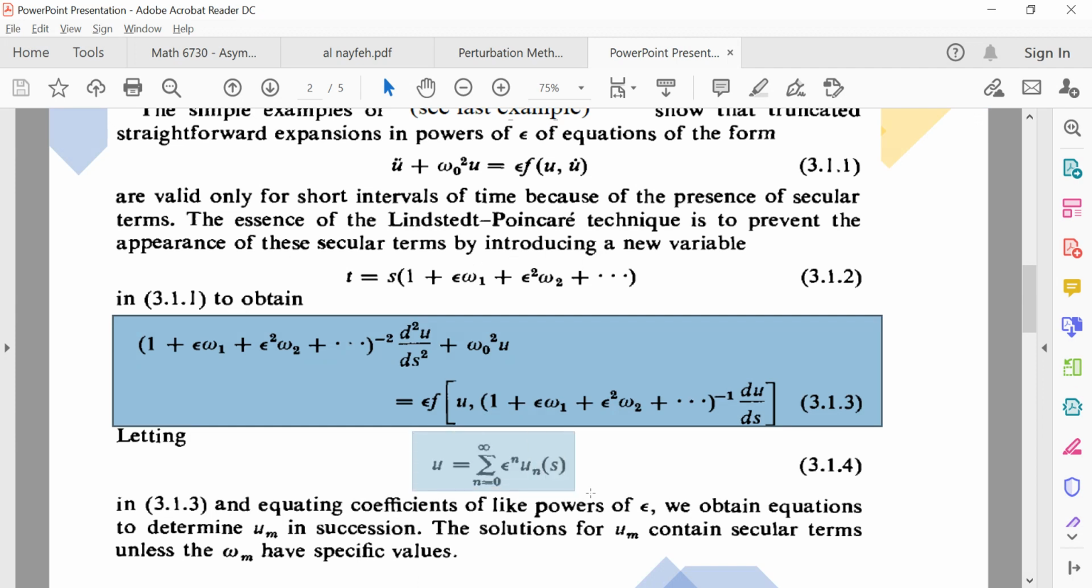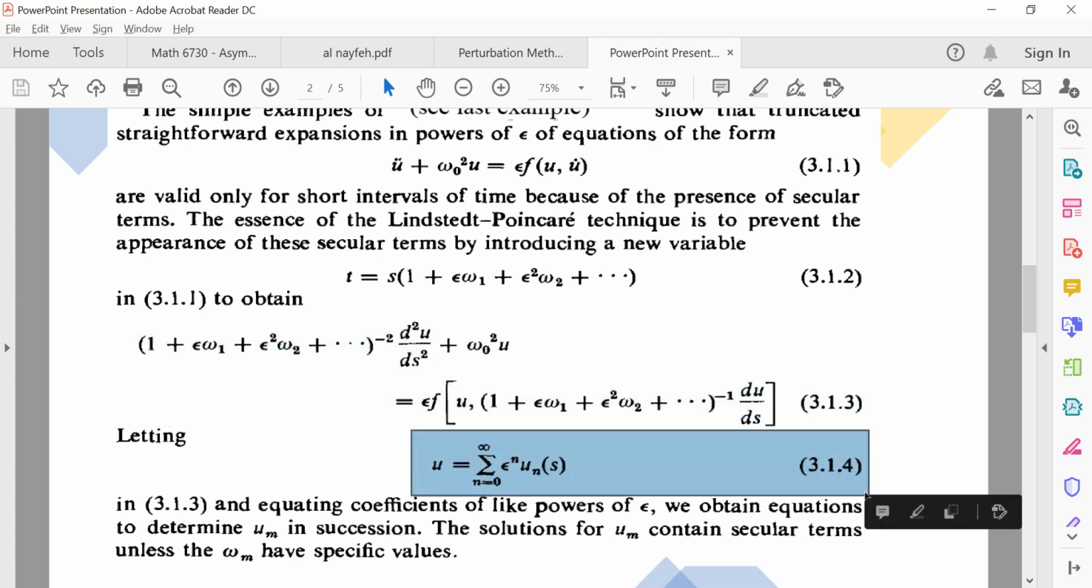Now we substitute 3.1.4 into equation number 3.1.3 and equate the coefficients of like powers of epsilon. We will obtain equations from which we have to determine um in succession, meaning u0, u1, u2 and so on. The solution contains secular terms unless the omega m have specific values.